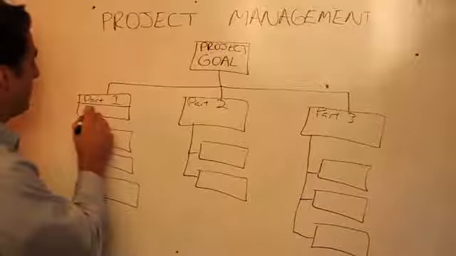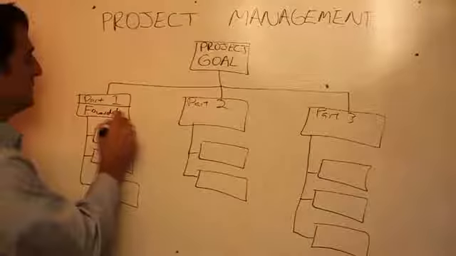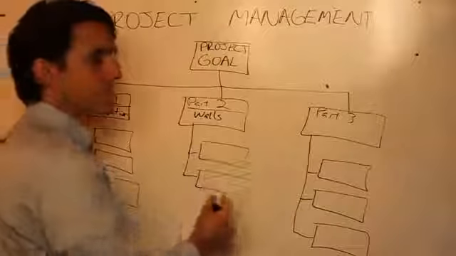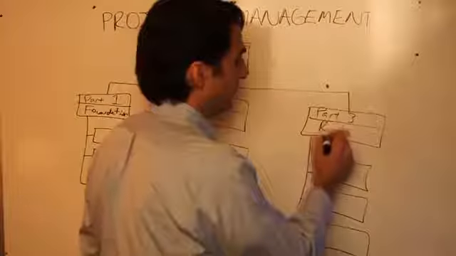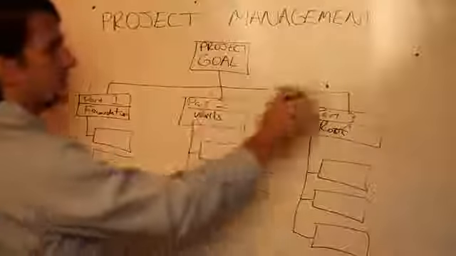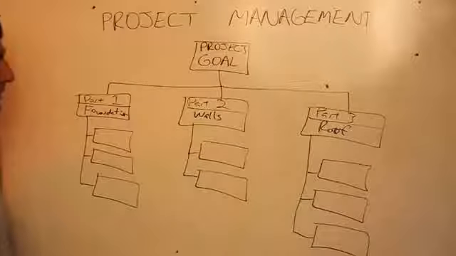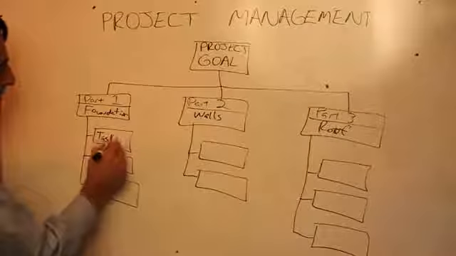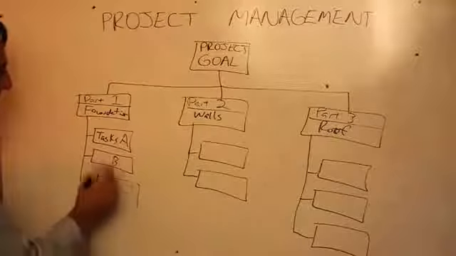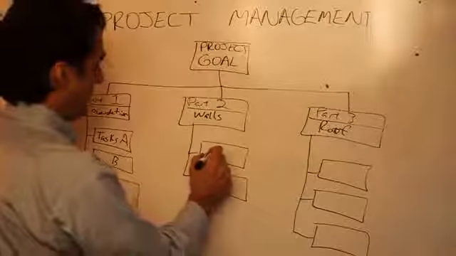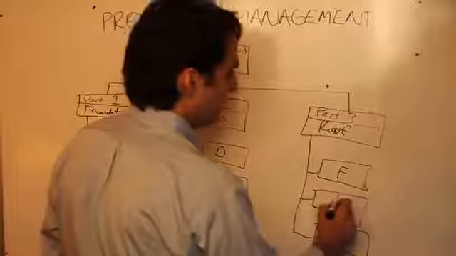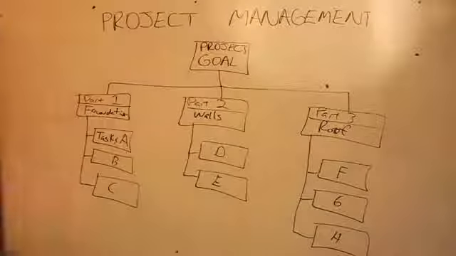So part 1 might be the foundation. So you have to build the foundation, and then part 2 could be the walls. And part 3 could be the roof. And so these are the 3 parts that you're going to focus on in your project to build a house. And now I want to break this down further into tasks. I have tasks A, B, C on pouring the foundation. I have tasks D and E on the walls. I have F, G, and H on the roof. And so that's how you go through it.